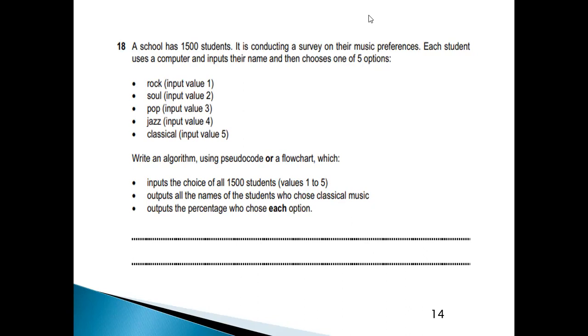So we'd have, let's see, we'd have a counter. We need a counter for that. We'd have declare counter. Yeah, so we need a counter. We have 1,500 students, and we'll need names of students who chose classical music. We also need average 1 to average 5.